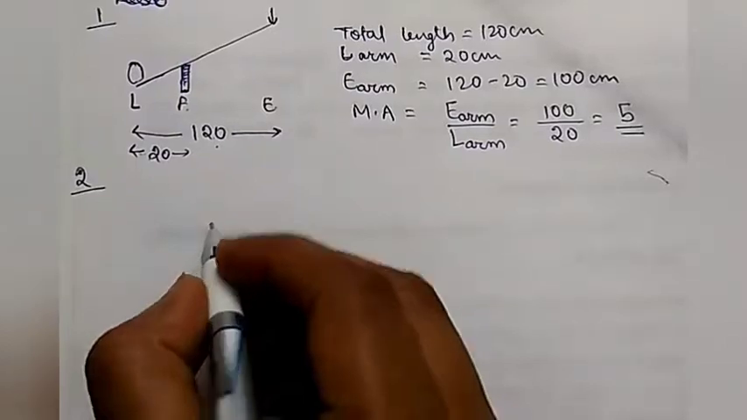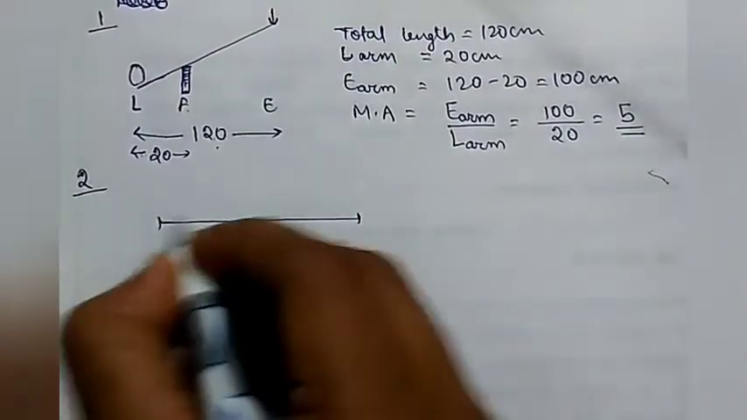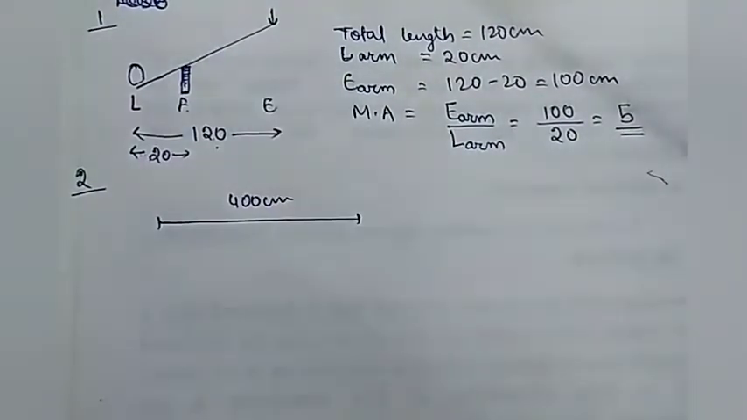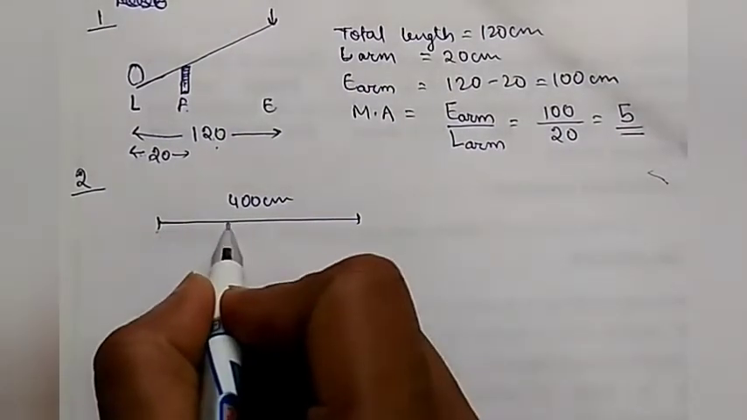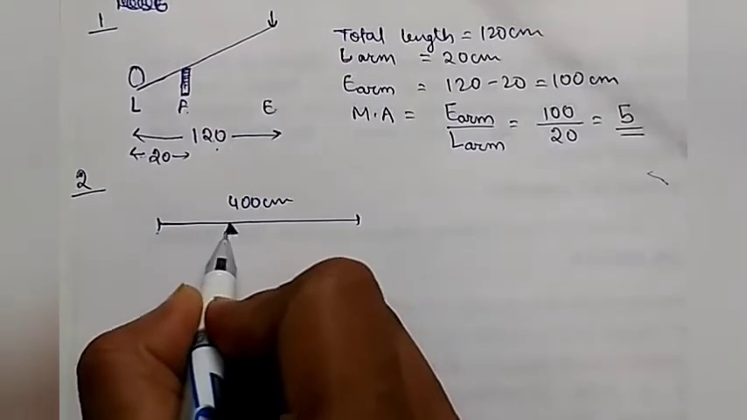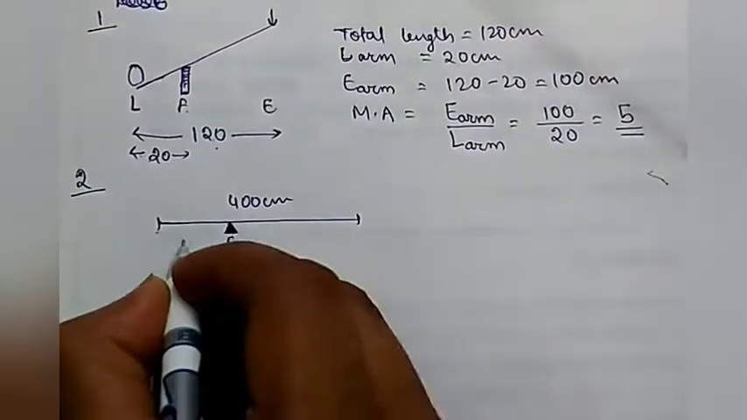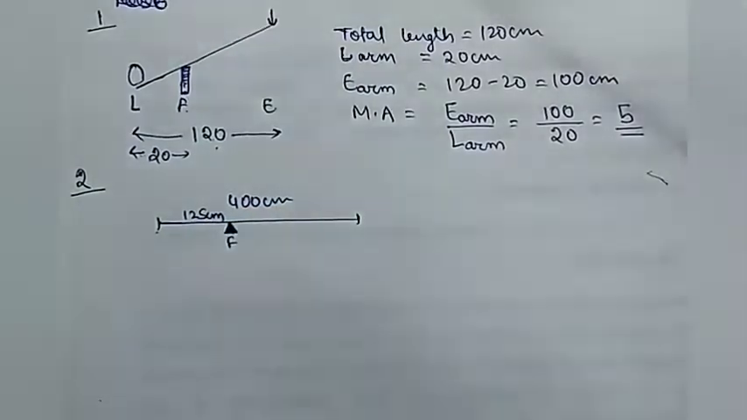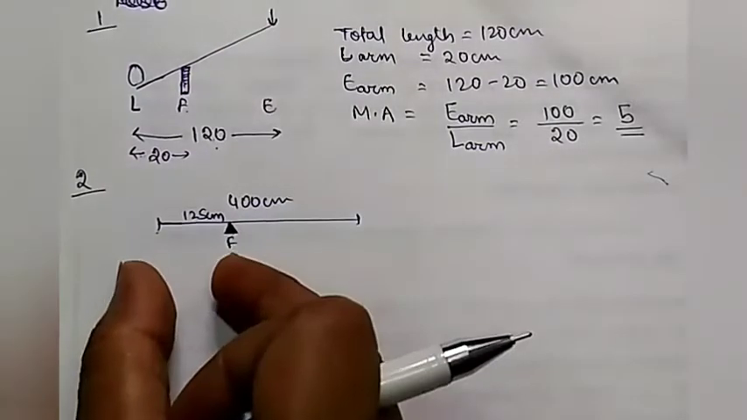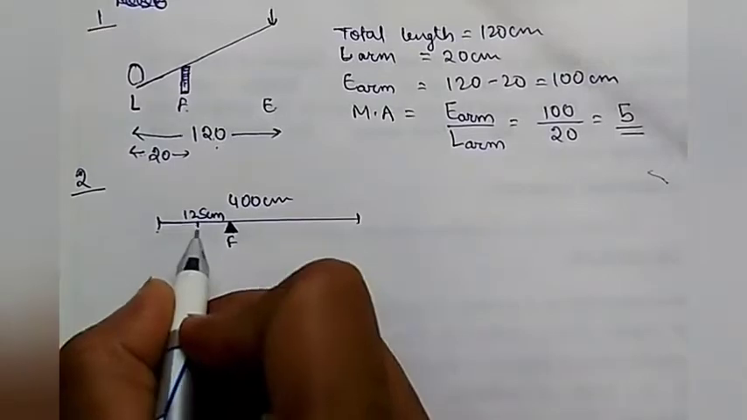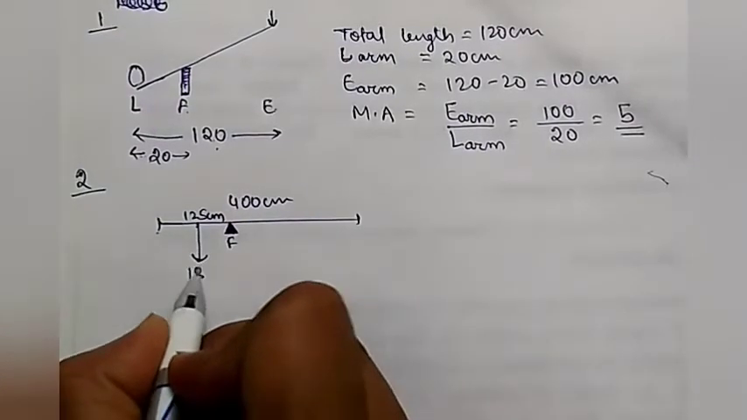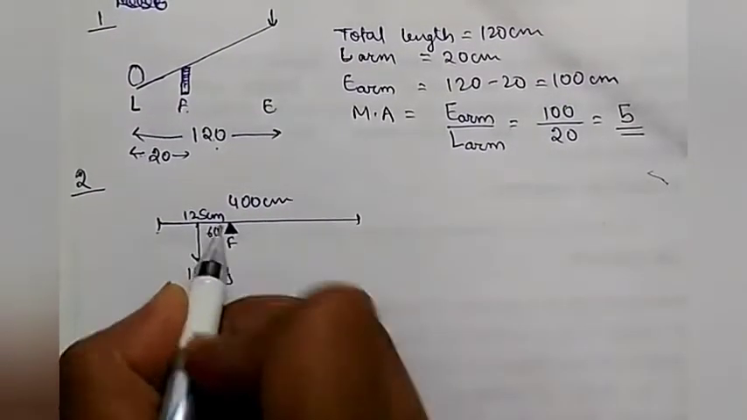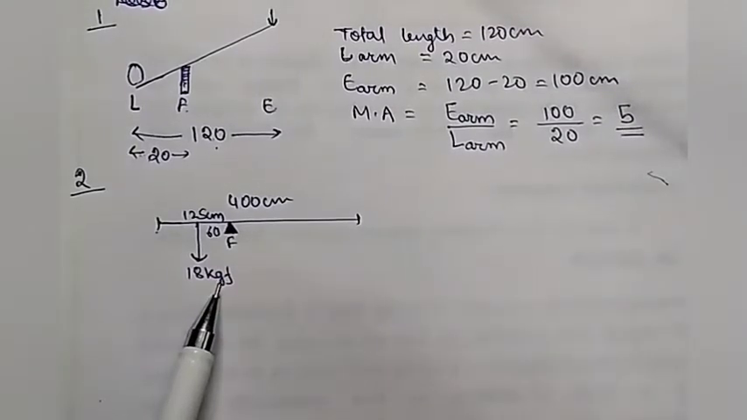A 4 meter long rod is given. 4 meter means 400 centimeter. It is balanced at a point 125 centimeter from one end. From one end at a distance of 125 centimeter there is a fixed point, that is the fulcrum. A load of 18 kgf is suspended at a point 60 centimeter from the support on the short arm. So on the short arm, at 60 centimeter from the fulcrum, a load of 18 kgf is hung. This distance is 60, 18 kgf.